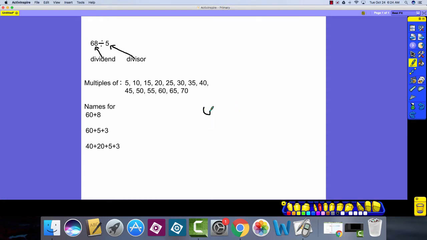So I'm going to write that over here. 60 plus 5 plus 3. And I'm going to think about how many times does 5 go into my 60? Well, I know 5 times 12 is 60. So there's 12 5s in 60.